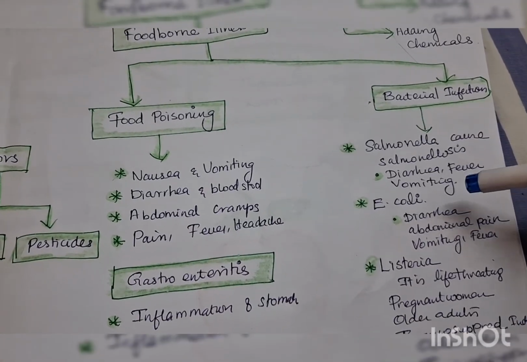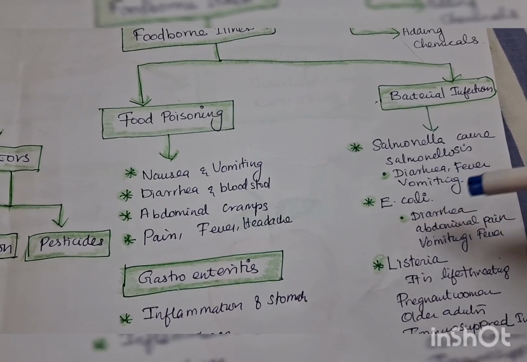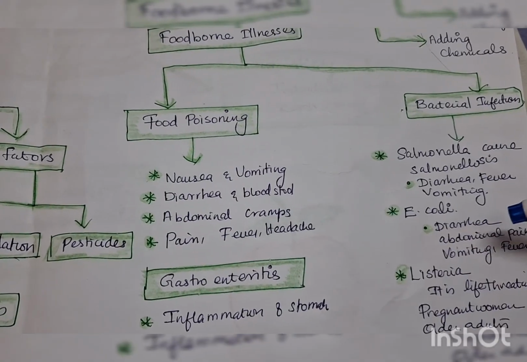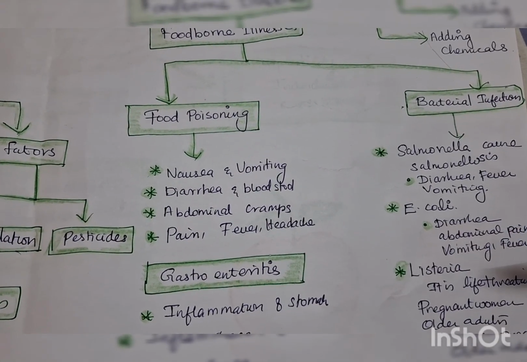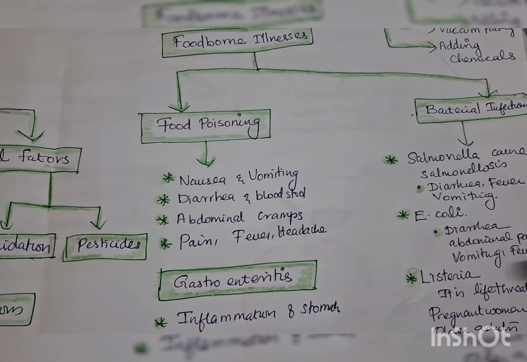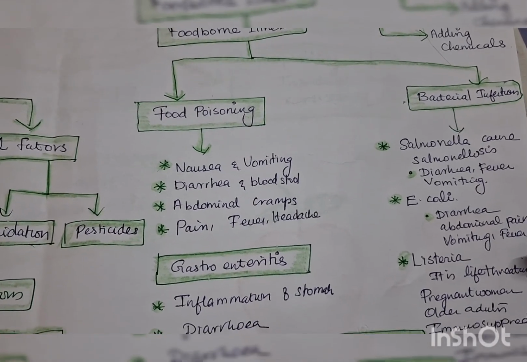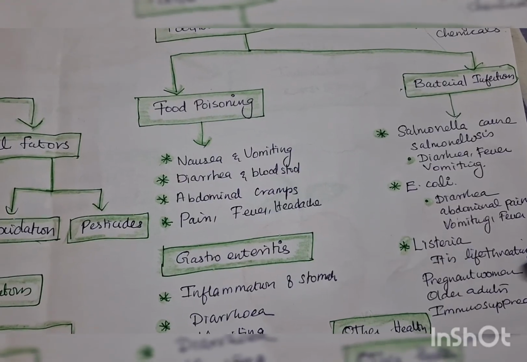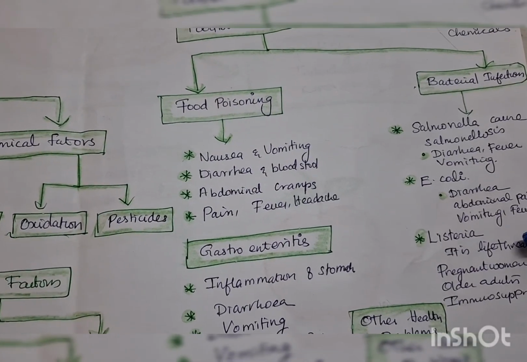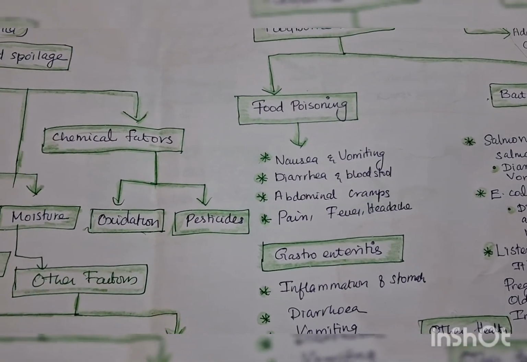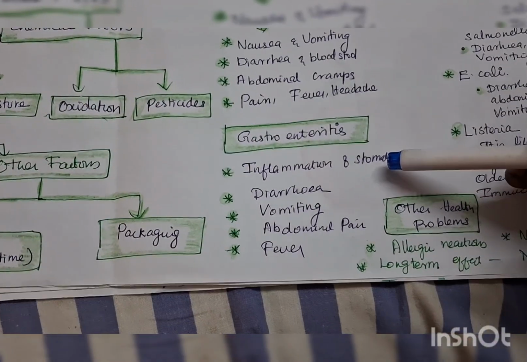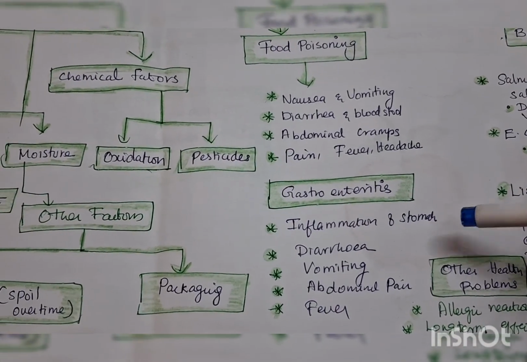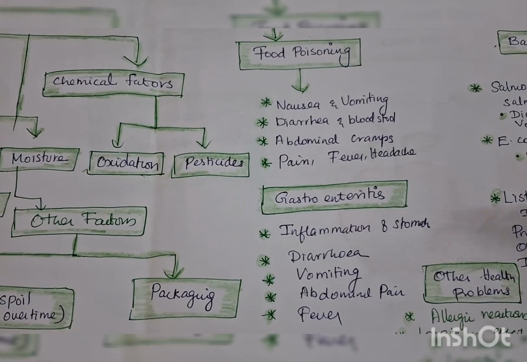E. coli, we have seen, mostly grows in sprouted food. E. coli also causes diarrhea, abdominal pain, sometimes abdominal cramps, vomiting and fever. Listeria is a life-threatening bacteria. Only pregnant women, older adults and immunosuppressed individuals get affected by Listeria; otherwise we could overcome it. Then another food problem is called gastroenteritis. That is the inflammation of the stomach; diarrhea, vomiting, abdominal pain and fever will occur.